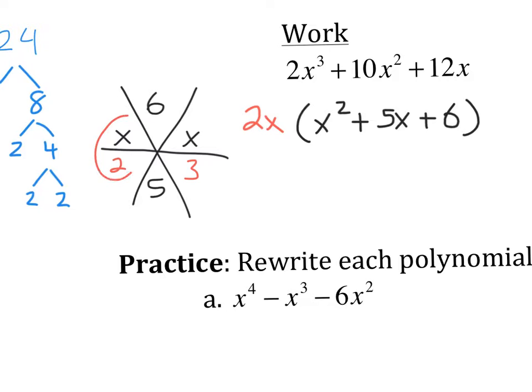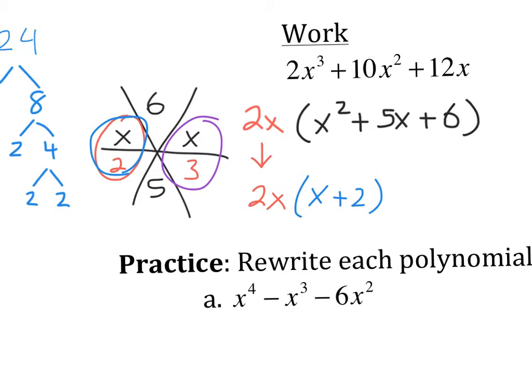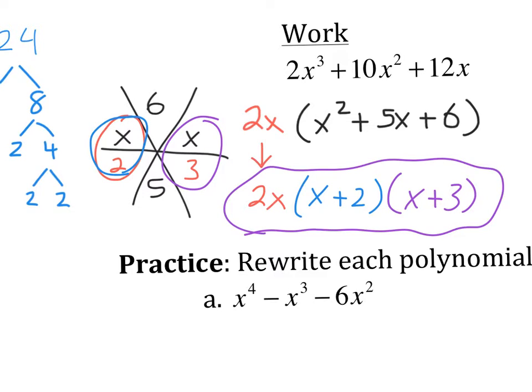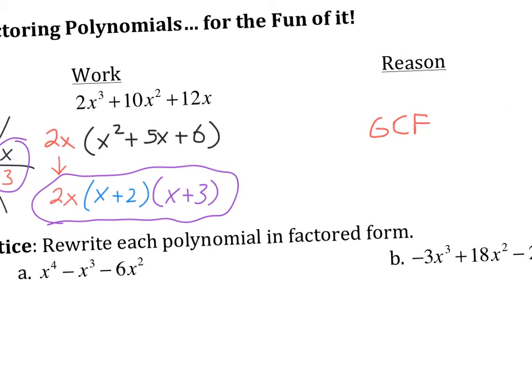So one of my factors is x plus 2. So I bring down this 2x. And then one of the factors is x plus 2, and the other factor is x plus 3. Box or circle it. I know I'm right because if I were to remultiply, I'll get back to the original problem.